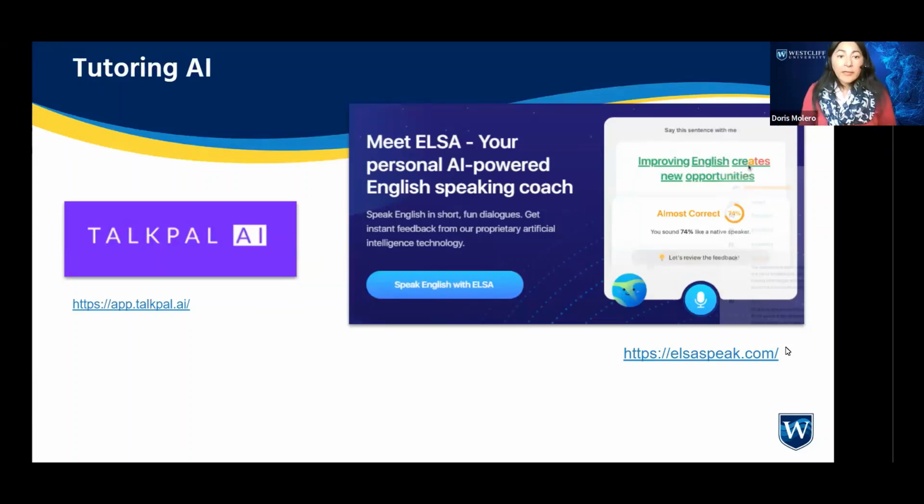There are other AIs already there, like, for example, TalkPal and Elsa Speak. These are great examples of language learning platforms that use artificial intelligence to personalize language learning experiences. TalkPal uses a conversational interface to provide personalized language tutoring, and Elsa uses speech recognition technology to help non-native English speakers improve their pronunciation. Both platforms offer convenient and accessible language learning experiences. We have used them in class, and my students just absolutely loved it.